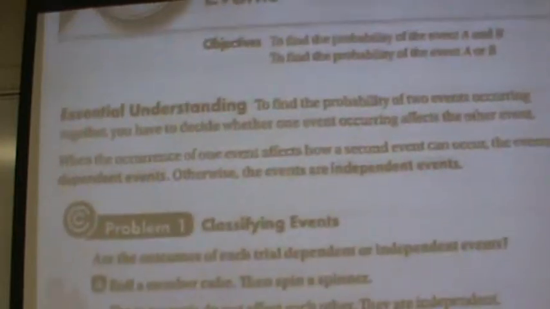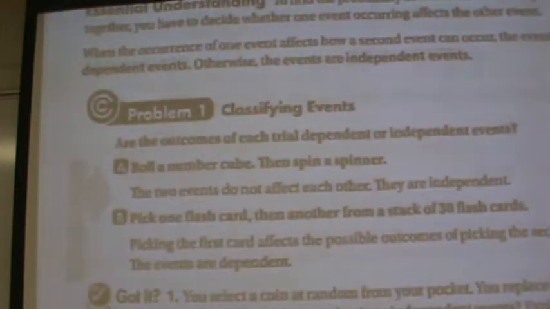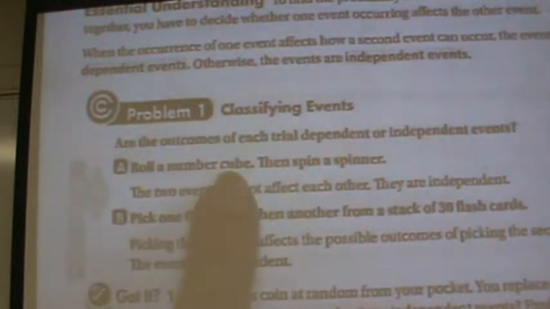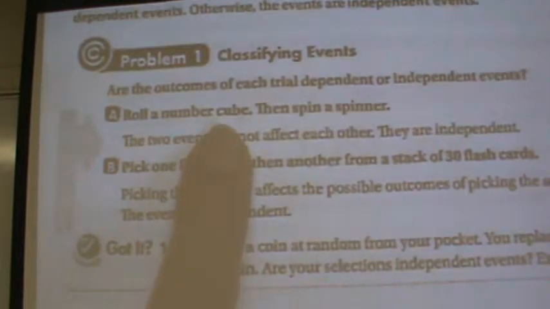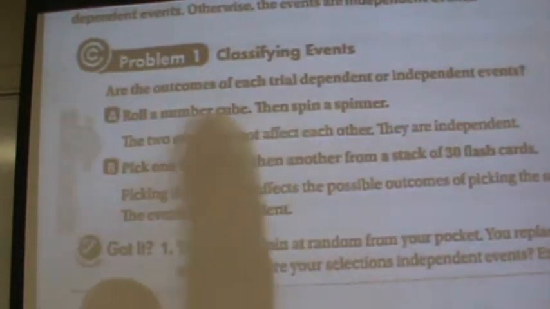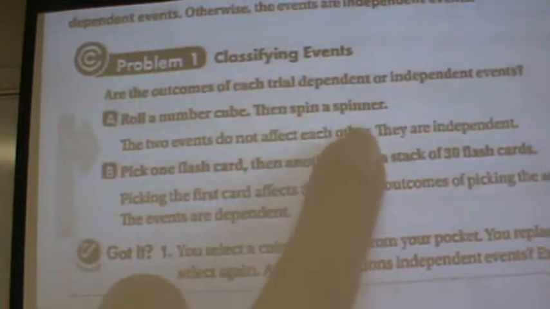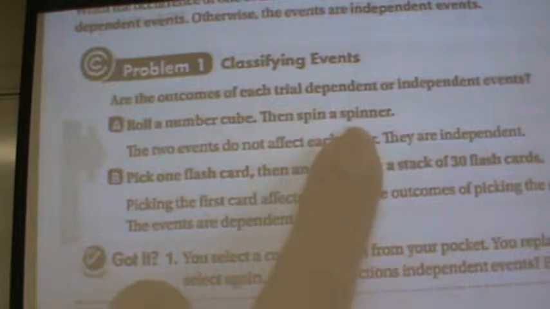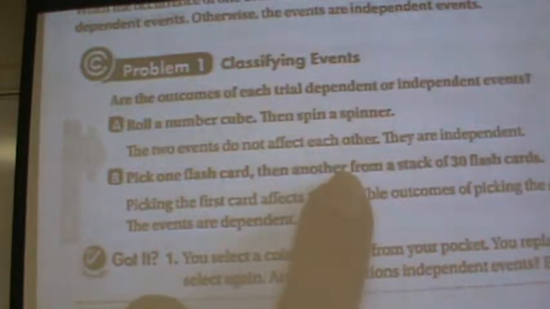Independent means that the two events have nothing to do with each other. For example, if you roll a number cube, and a number cube is a die, and then you spin a spinner, it doesn't matter what you get on the die, it's not going to affect what the spinner says. So we say that those two events are independent.